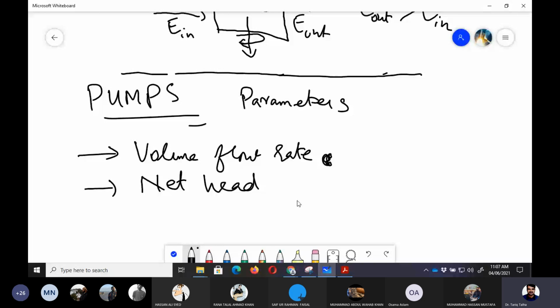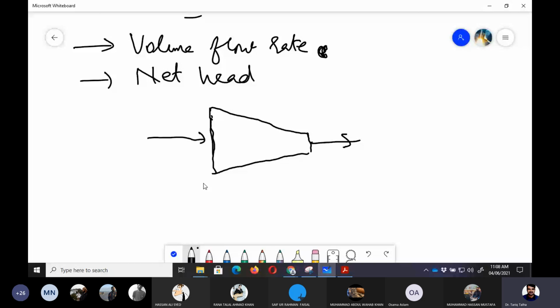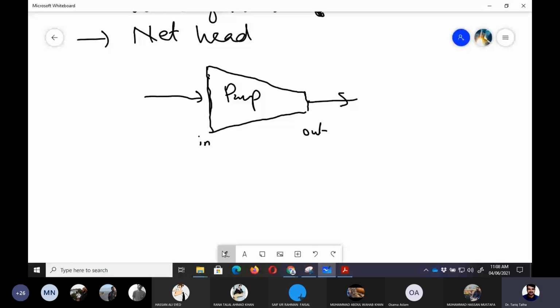Usually we say that if this is the pump, maybe I would draw it like a pump. The operation of the pump is to increase the pressure. So if I say it is a kind of compression of fluid, this is in and this is out, this is the pump. Fluid is coming from here and going out. So if we want to calculate the net head which has been gained by the fluid, that can be calculated by the head, and we denote it with H net or H simply.